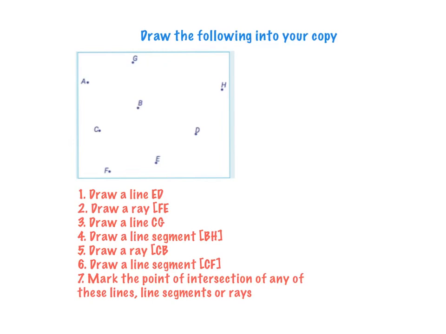Okay, so now I'd like you to try this question, okay? So this isn't in the book. I'd like you to try these questions, question 1 to 7. So you're going to draw the plane into your copy like you did yesterday, and then you're going to draw these lines, rays, and line segments. And then question 7 is about the point of intersection. So try and find any points of intersection and mark them on your plane.